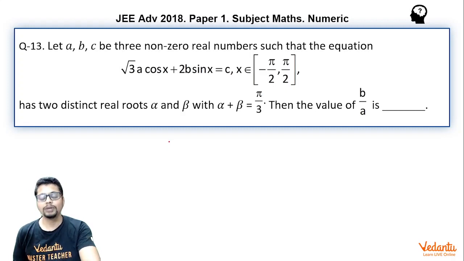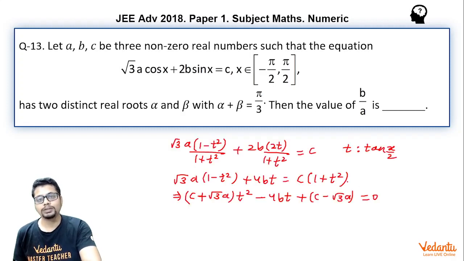Cos x is 1 minus tan square x by 2 divided by 1 plus tan square x by 2, and sin x is 2 tan x by 2 divided by 1 plus tan square x by 2. Let me straight away take tan x by 2 as t and write the equation. So upon writing cos x and sin x in terms of tan x by 2 and taking tan x by 2 as t, and upon rearranging, I essentially get this quadratic.